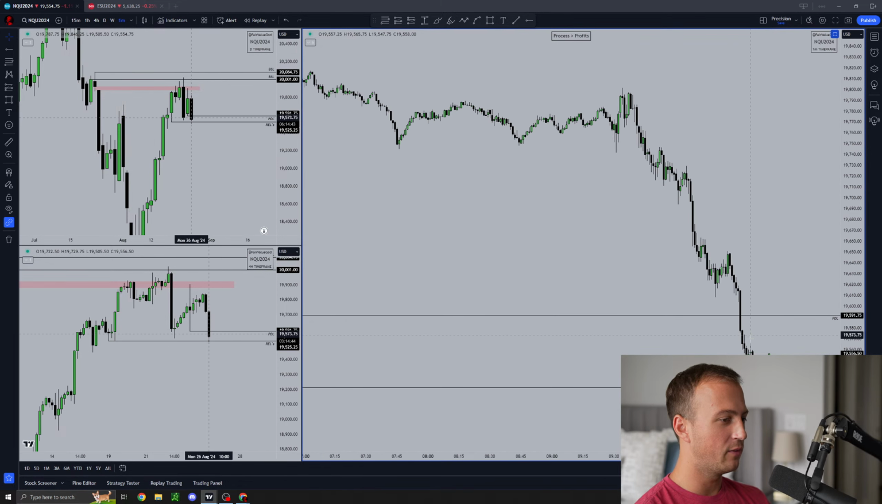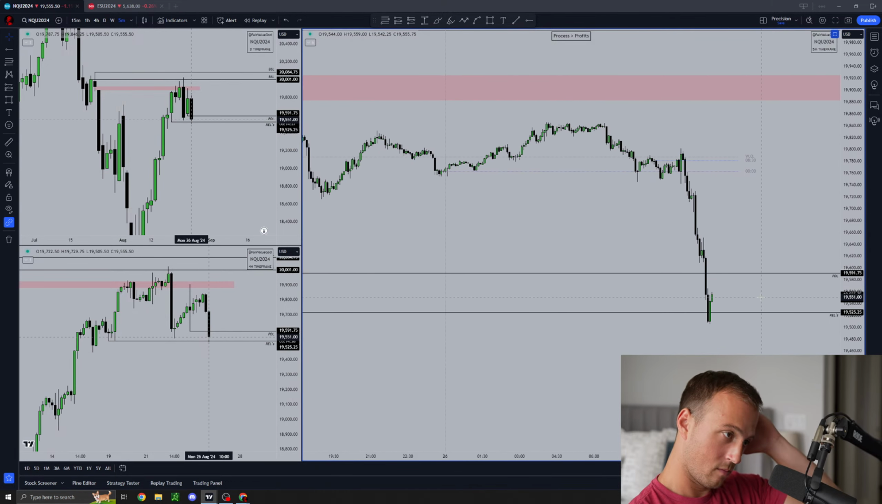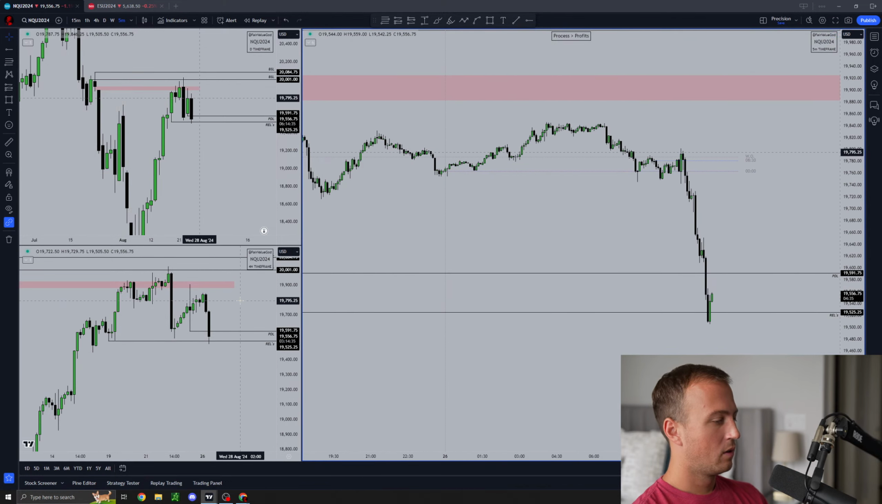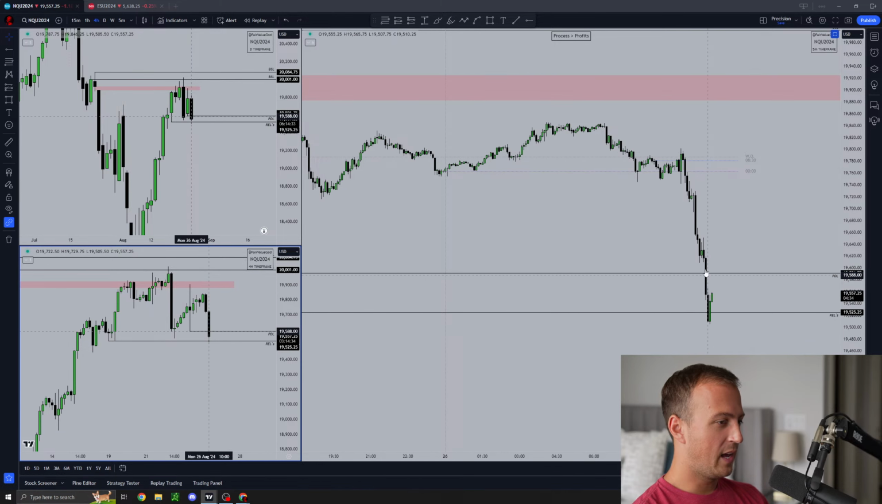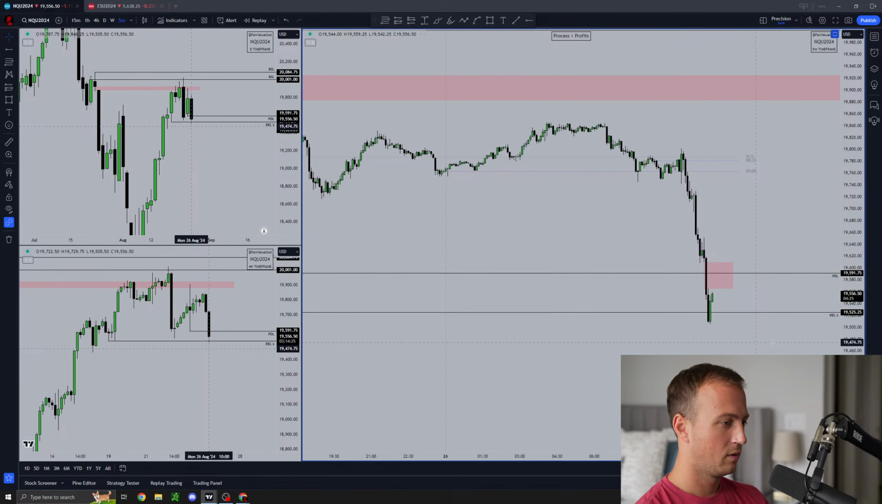The thing is, though, even if we do displace over this high, I'm still going to wait. Is that high just this 5-minute imbalance here? I'm not trying to call tops or bottoms. I really just want to get a continuation if it does reverse.